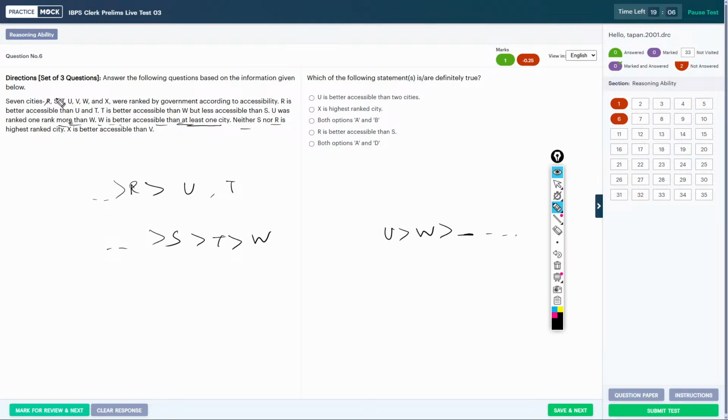R is here, S is here, T is here, U is here, V is missing, W, X. Right, so V and X. X is better accessible than V. So X highest for sure. I don't know.